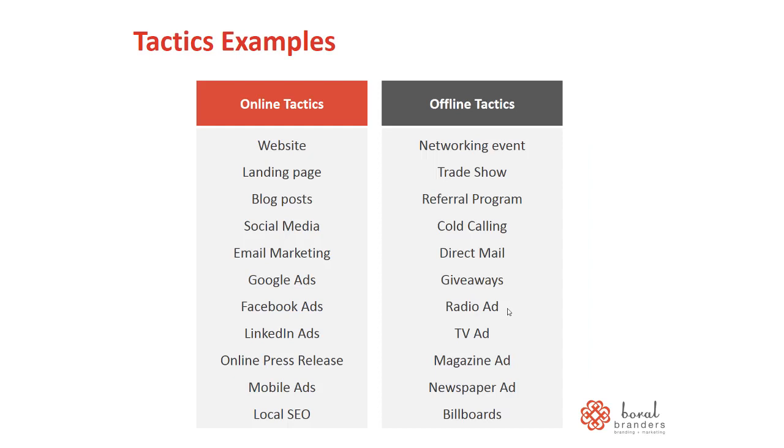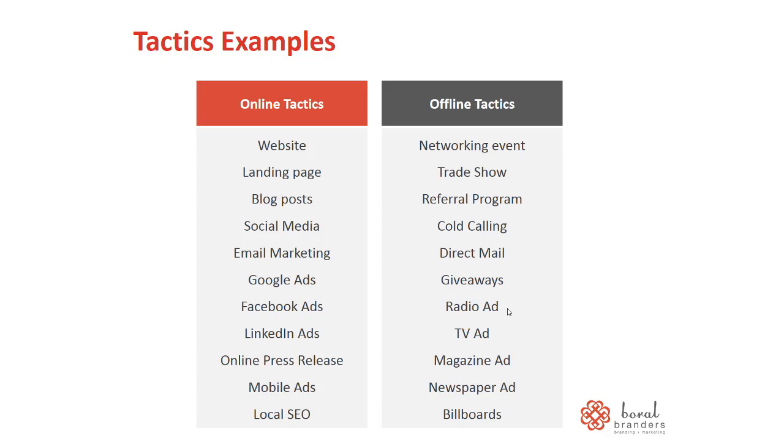Some examples of tactics. We have online and offline marketing tactics. On the online side, we have your website, landing pages, your blog posts, your social media, email marketing. Then you can decide if you're going to run ads on Google, Facebook, or LinkedIn, mobile ads, local SEO, and whatnot. Offline, you're going to decide how many networking events you are going to go to per week.